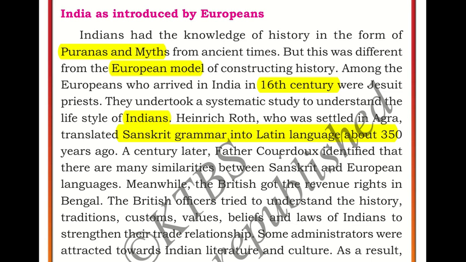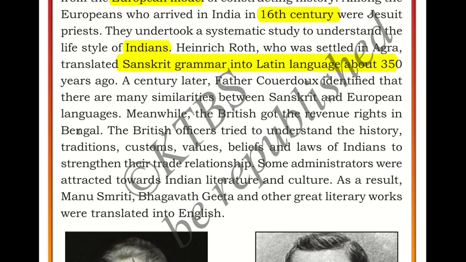Meanwhile, the British got the revenue rights in Bengal. The British officers tried to understand the history, traditions, customs, values, beliefs, and laws of Indians to strengthen their trade relationships. So this is marketing management at its best, where whenever you want to profit from a group of people, you try to know about their beliefs so that there is a good connection.